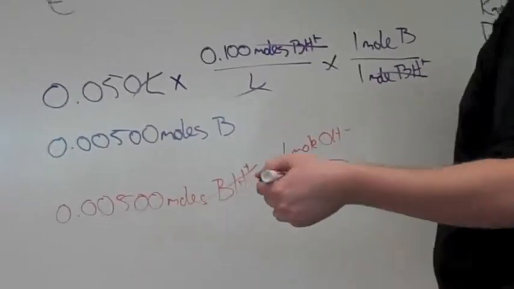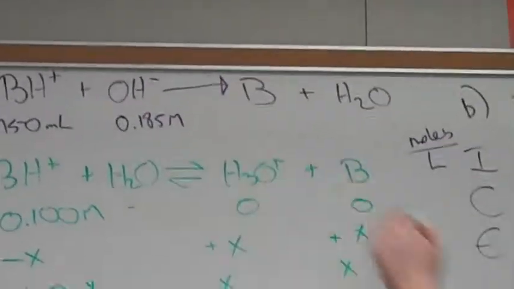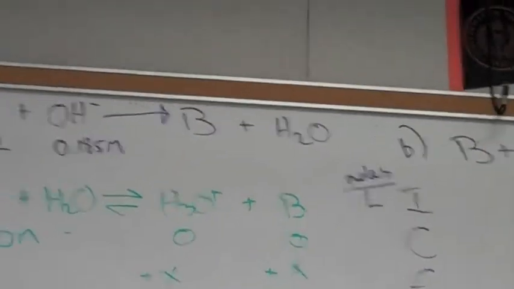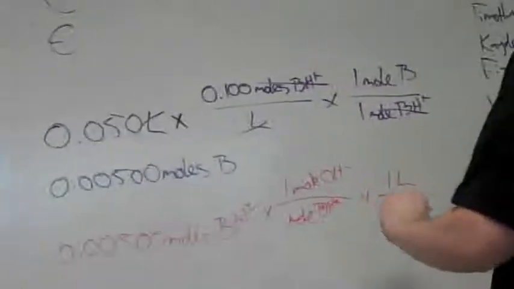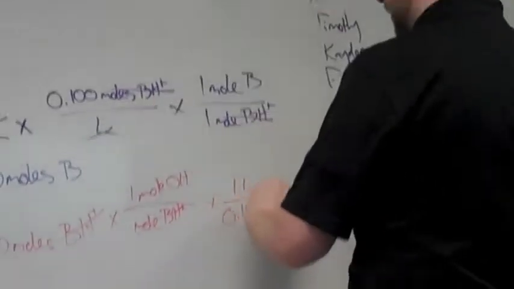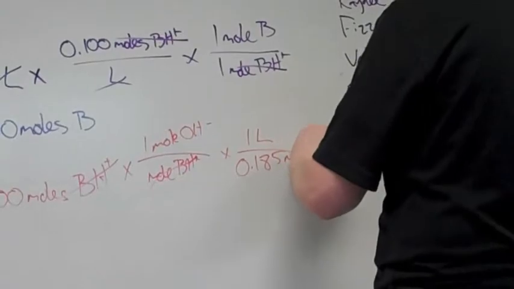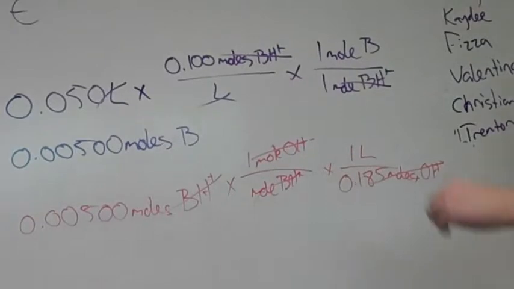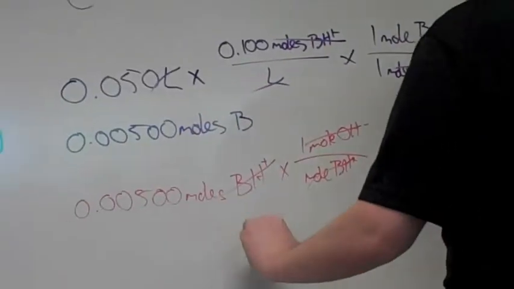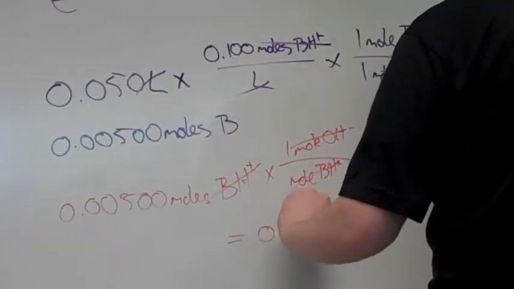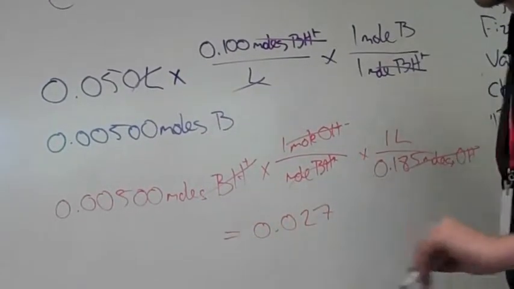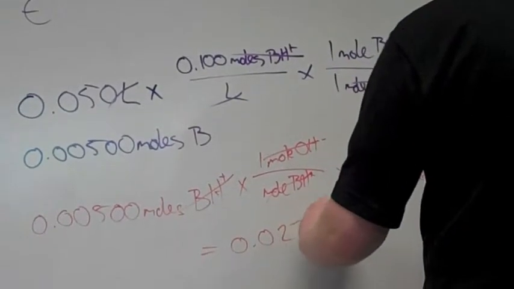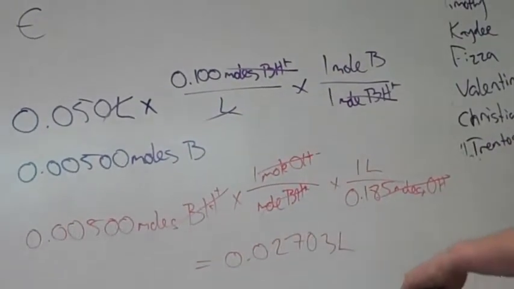Now to find the volume that we add, we're going to use the concentration of the hydroxide ion. We see that it's 0.185 molar. We can flip that ratio upside down. In 1 liter of the base, there is 0.185 moles of hydroxide ion. And so this is going to cancel out the mole of hydroxide. And so what we're going to get, the volume of base that we add, is going to be 0.27, let me check. Yeah, 0.02703 or something like that liters.